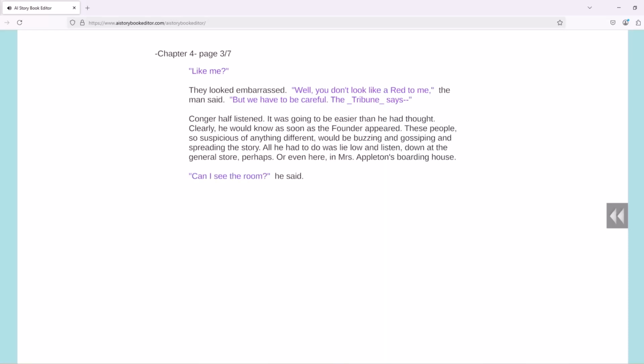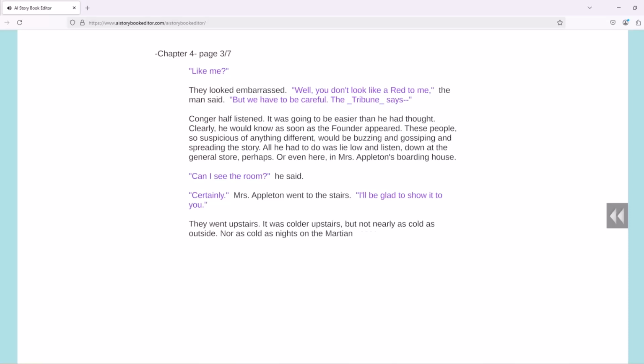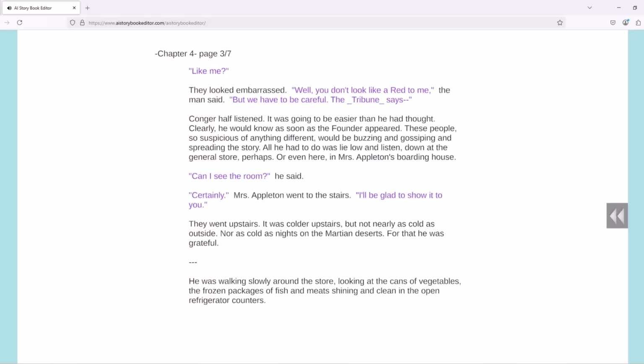He said, "Certainly." Mrs. Appleton went to the stairs. "I'll be glad to show it to you." They went upstairs. It was colder upstairs, but not nearly as cold as outside, nor as cold as nights on the Martian deserts. For that, he was grateful. He was walking slowly around the store, looking at the cans of vegetables, the frozen packages of fish and meats shining and clean in the open refrigerator counters.